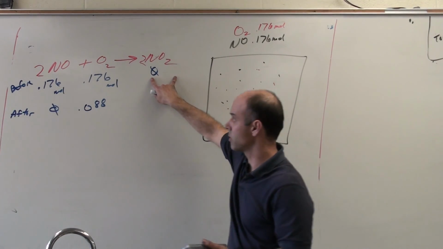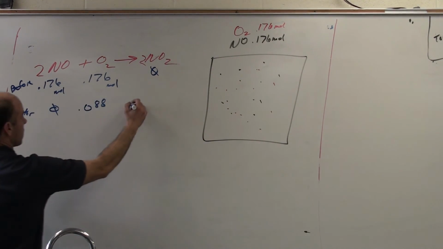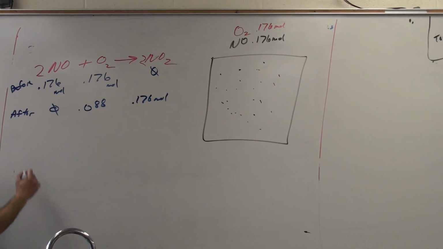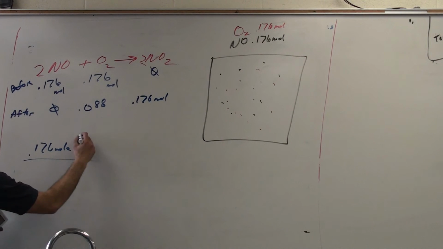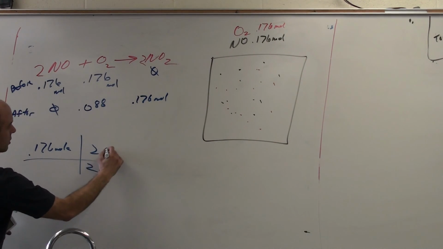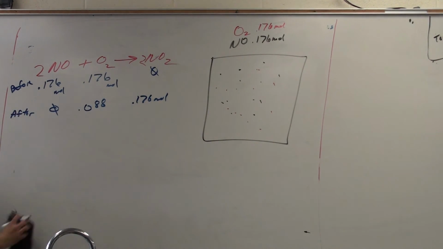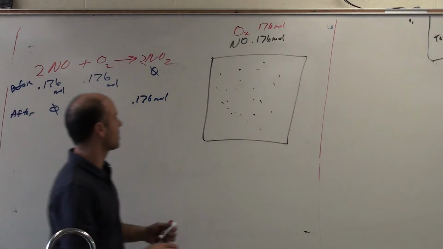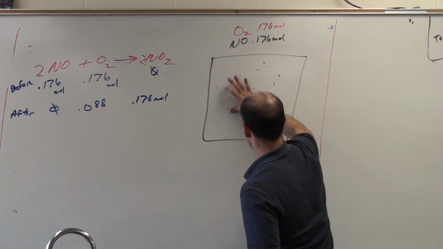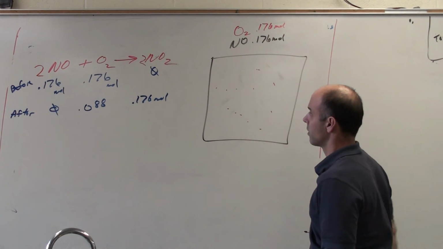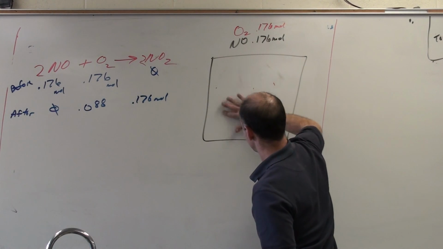If you don't believe me, work out the stoichiometry, which you can always do, 0.176 moles, 2 moles of NO will give me 2 moles of NO2. So that's the number of moles of those gases when we're done. Now calculate the total pressure. They didn't ask for the partial pressure, so all of this guy is gone. See you later, alligator. Some of the oxygen disappeared.